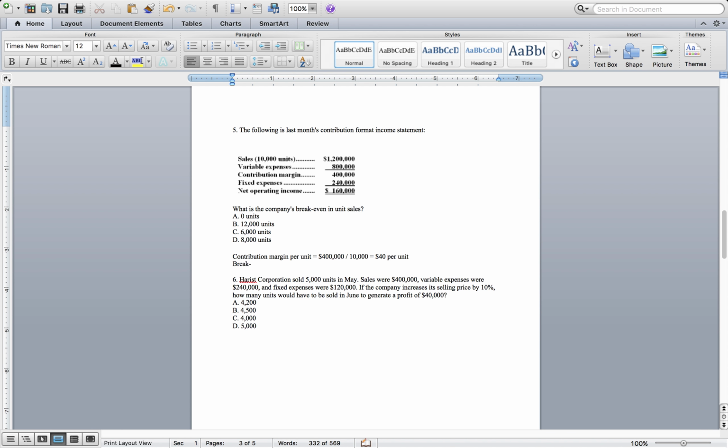The next thing you want to calculate is your break-even point in units. So we do this now. Take the fixed expenses, which is 240,000, and divide by the $40. So we do that, that'll give us 6,000 units, which is answer C.